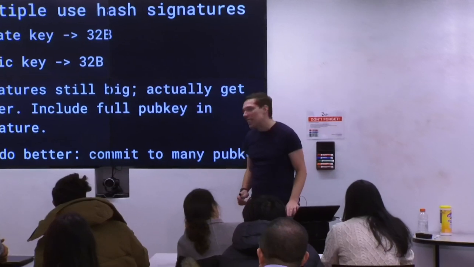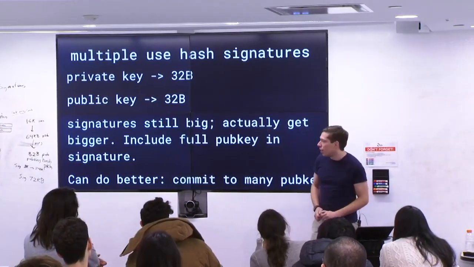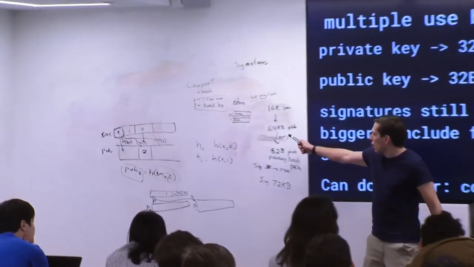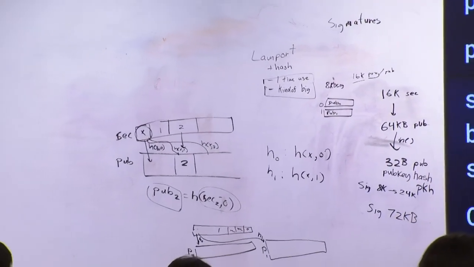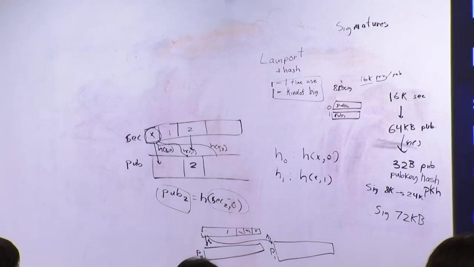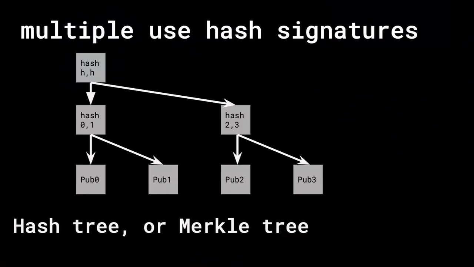You can make a tree, right? So the idea is instead of just saying, oh, I'm going to take all 4 of my big pub keys, stick them all in a row, take the hash of that whole thing, and publish that as my public key hash, I'm going to have a little bit more complex design. And that design is a binary tree.